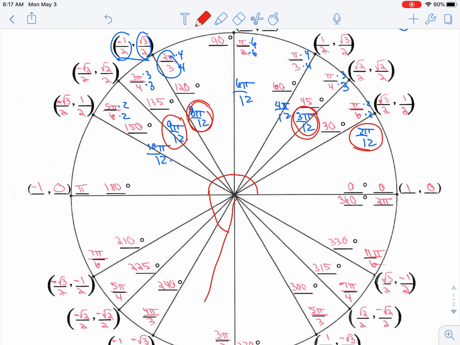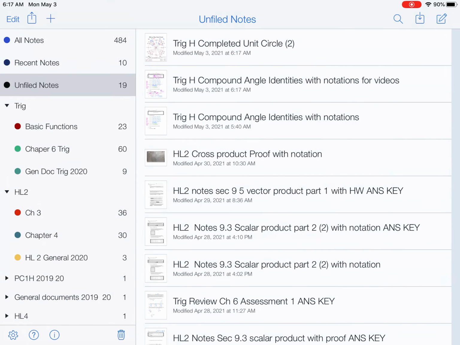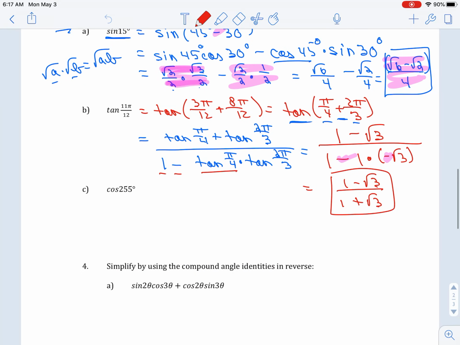So for this one, there are a couple of pairs that you could use to get 255. You could use 120 and 135. If you add those up, you get 255. You could use 45 and 210. If you add those, you get 255. So again, you can just play around with that and see. I'm going to use the first one. So we're going to make this the cosine of 120 degrees plus 135 degrees.